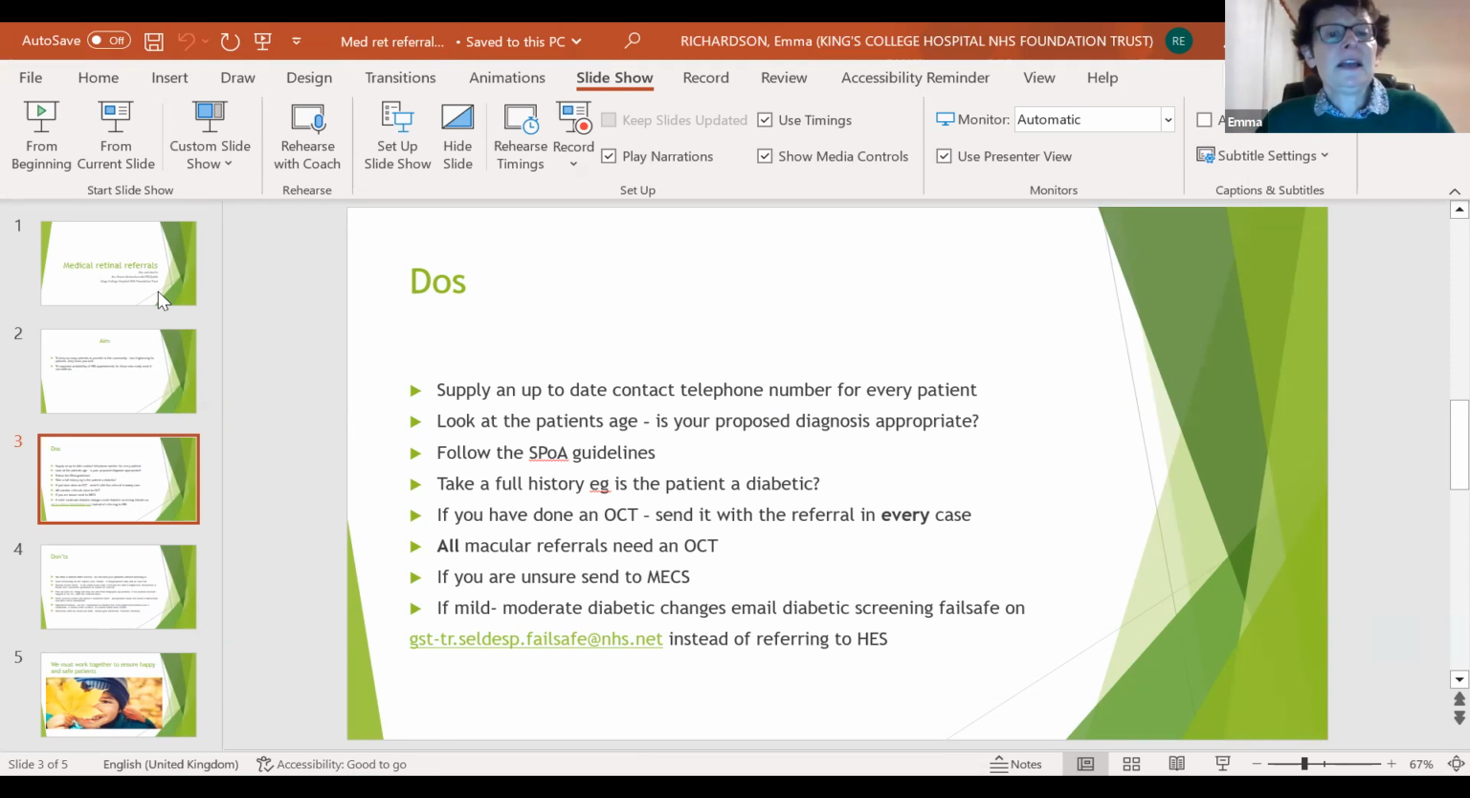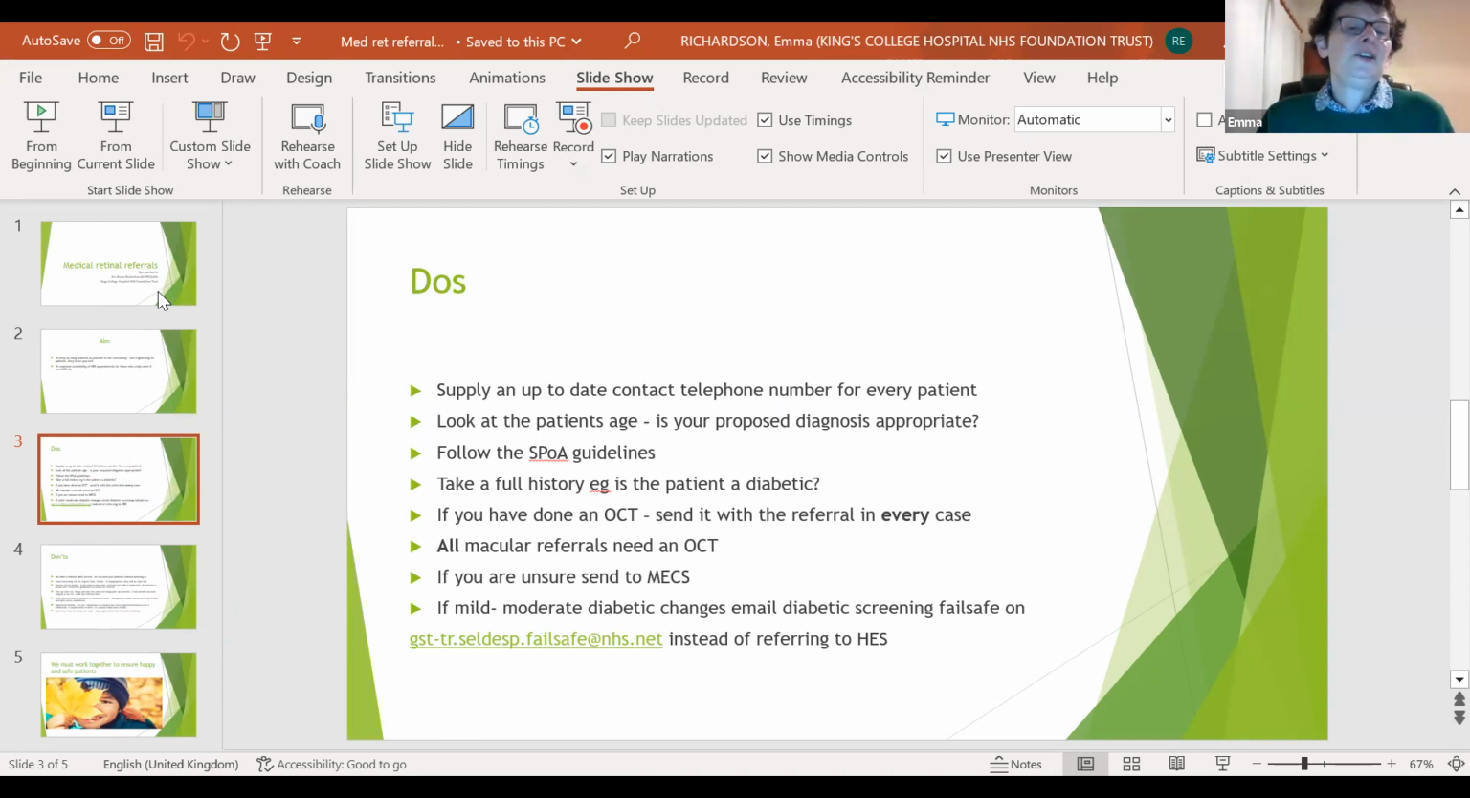In my opinion, and I know not all practices can offer this, all macular referrals need an OCT. If you're unsure, send it. I think you may all be MEX practitioners, but for the less experienced optoms, please send them to MEX, to the SPOA first, because your own colleagues may be able to say, actually, don't worry about that one.